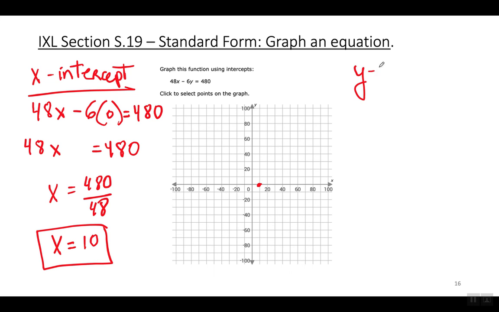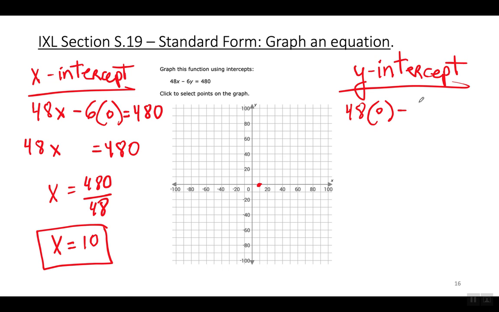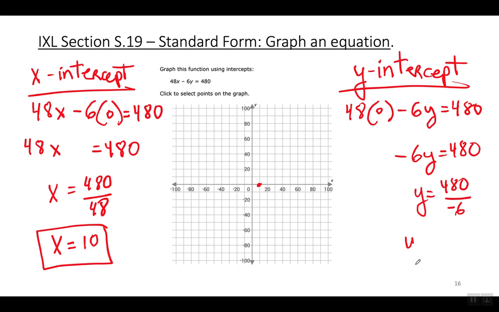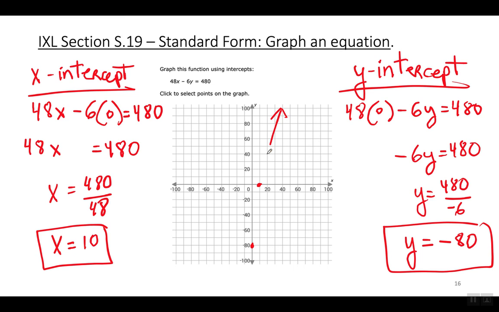And now to find the y-intercept, I'm going to make x equal to 0 and solve for y. So y is going to equal negative 80. And there's my x and y intercept.